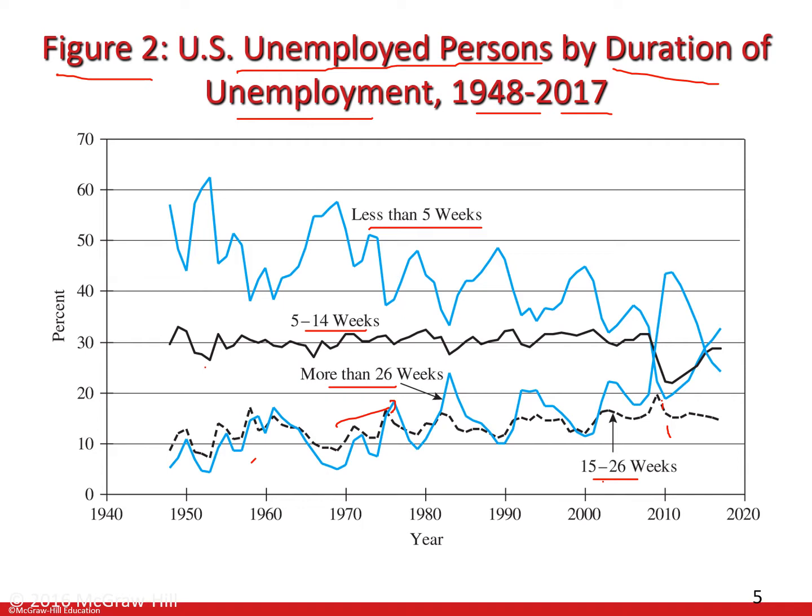even after the recovery. So almost a quarter of the unemployed were in a long-term spell of unemployment in 2017, which is a higher proportion than at any time between the end of World War II and the start of the Great Recession in 2007 and 2008.